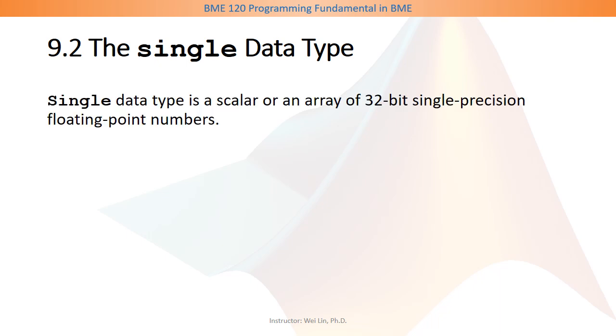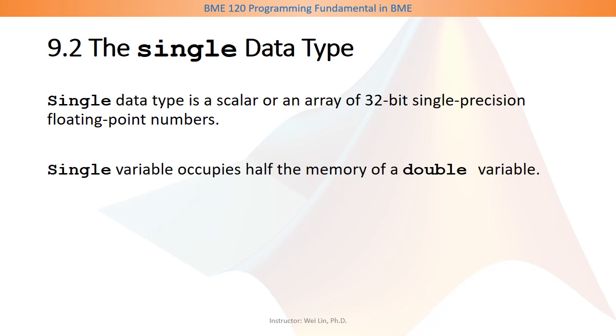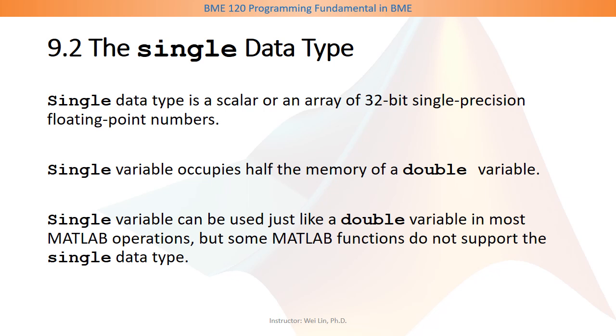The single data type is a scalar or an array of 32-bit single precision floating point numbers. A single variable occupies half of the memory of a double variable. A single variable can be used just like a double variable in most MATLAB operations, but some MATLAB functions do not support the single data type. So by default, if you're going to use floating point numbers, you should use the double data type.